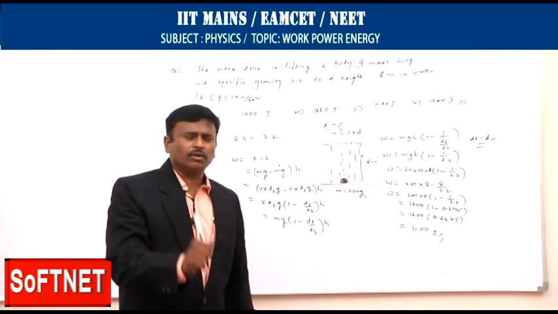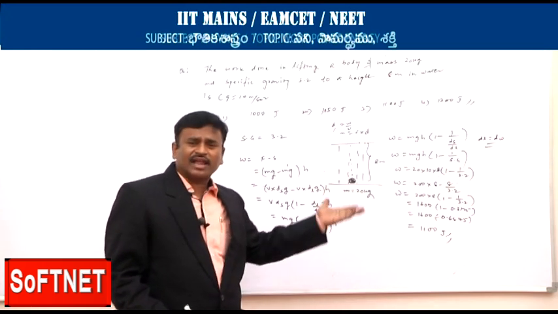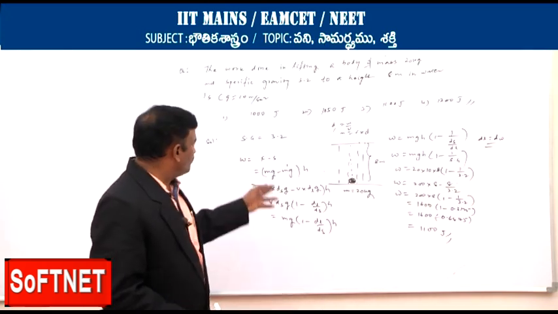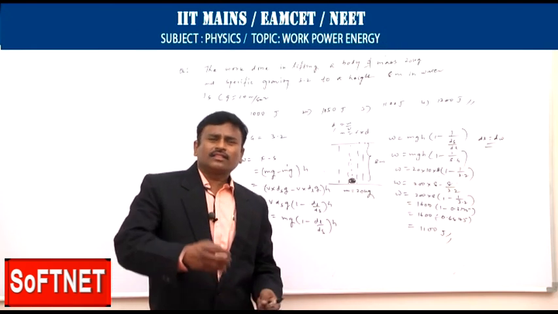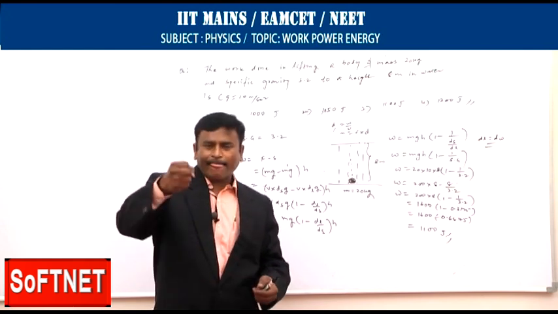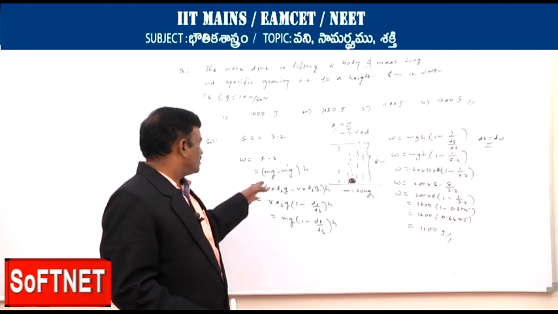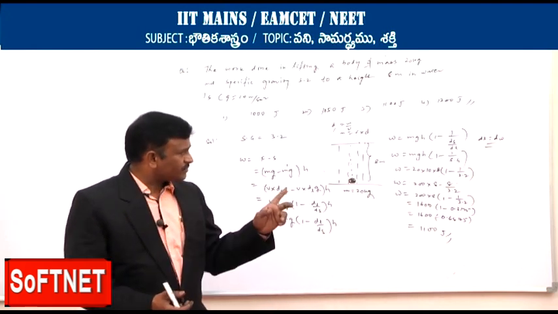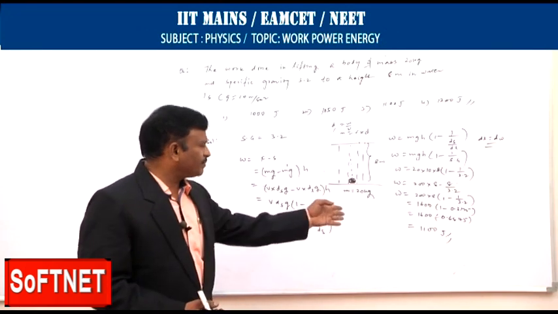So it is a very important problem. Work done against gravity in general is W equal to mgh. Here, the work done against gravity in water needs the net force. The weight mg acts downward and the buoyancy force acts upward. Net force is mg minus buoyancy force, which is mg into 1 minus 1 by specific gravity, into h. By substituting the specific gravity value, we can obtain the answer.